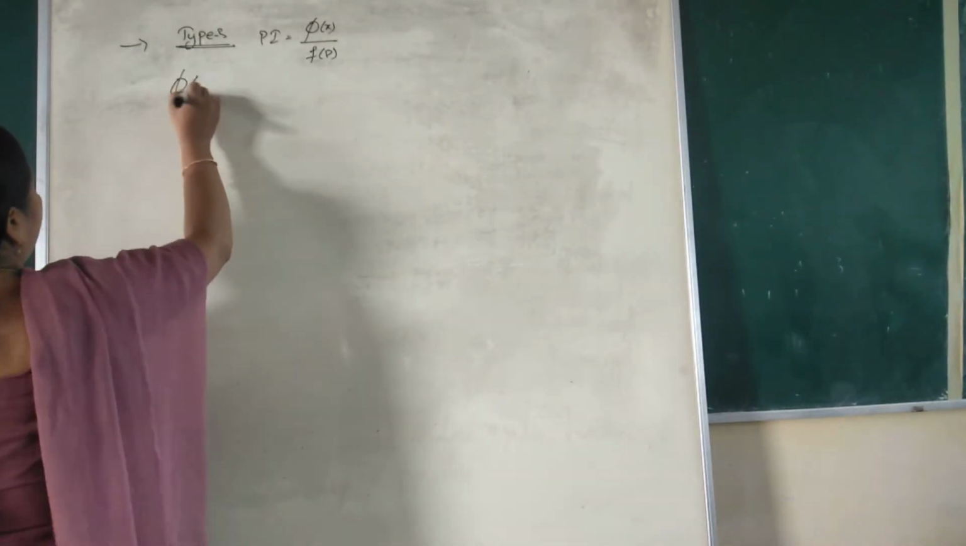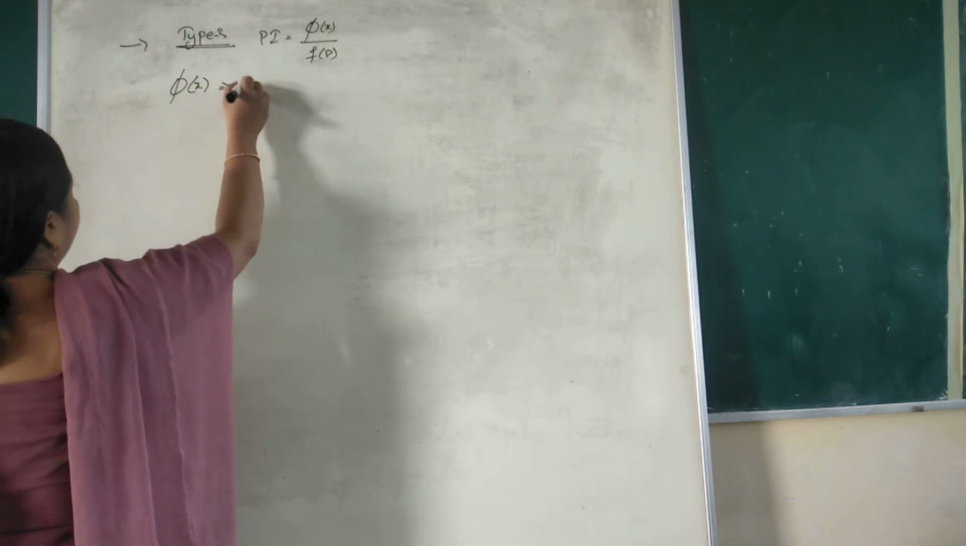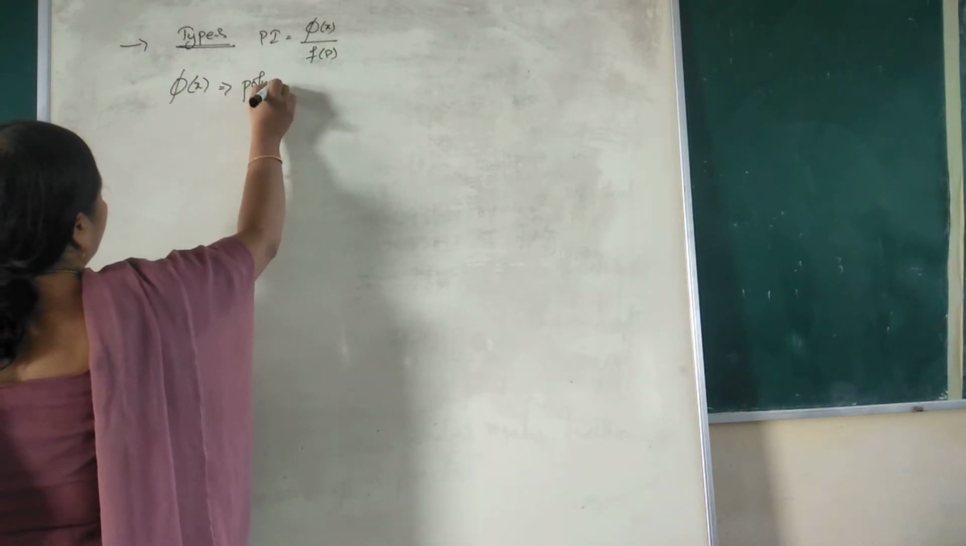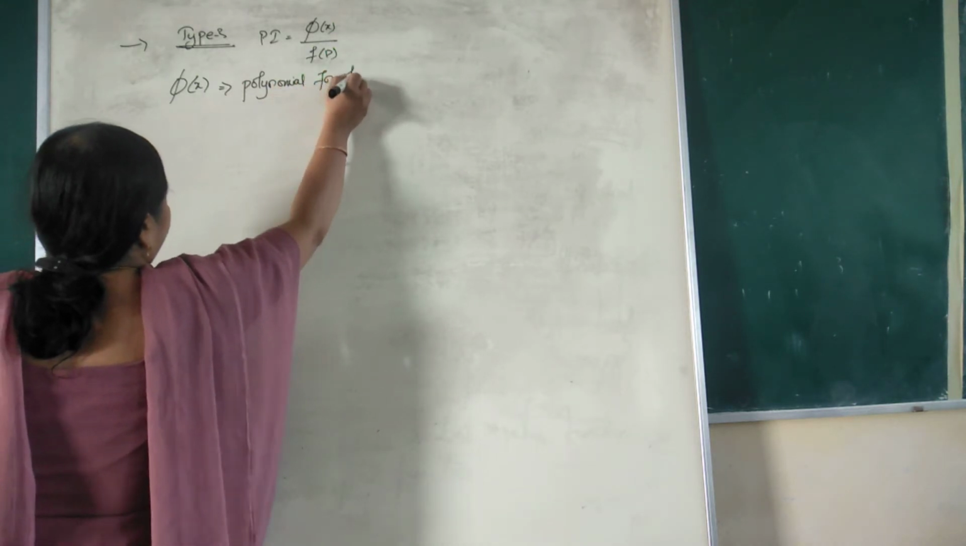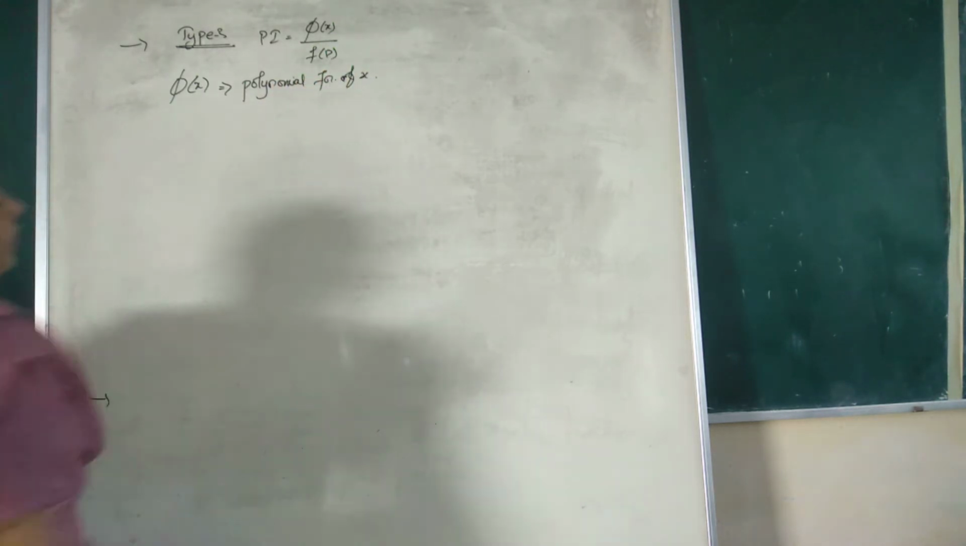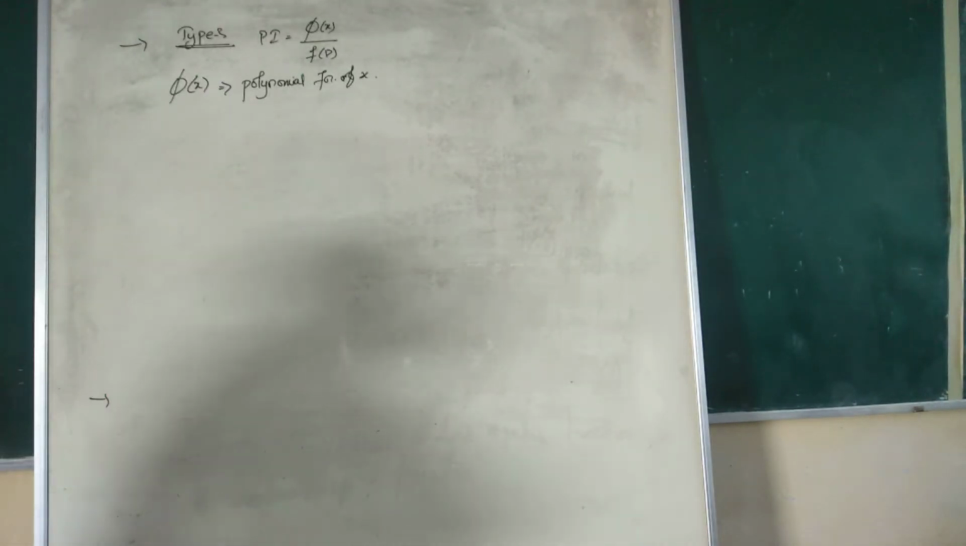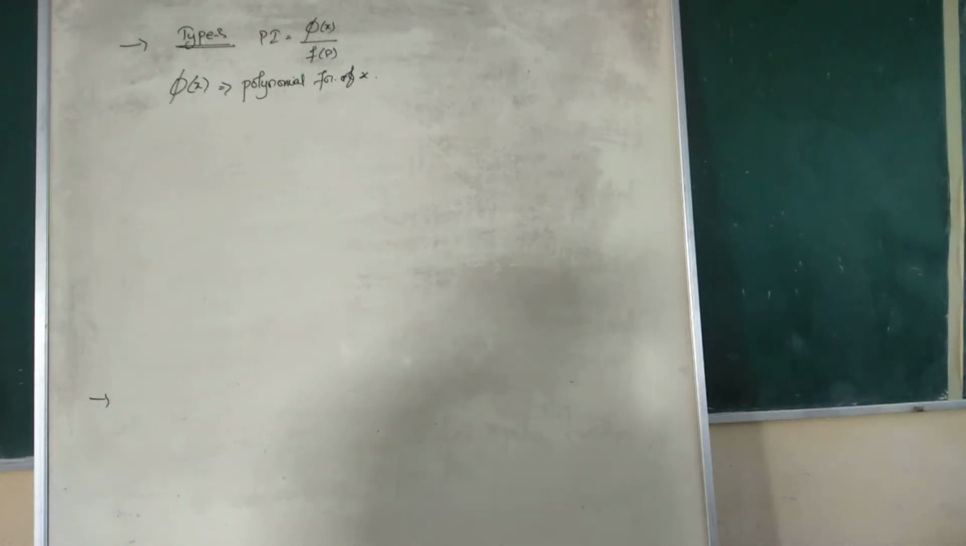Here you can assume phi of x to be a polynomial function of x. Alright. So in this case, how are we going to do it? In this case, we will have to apply something called the long division method.